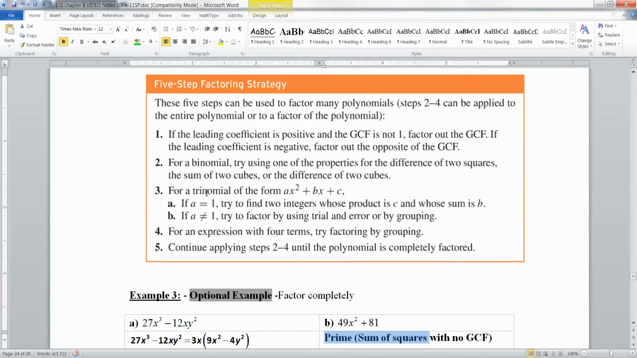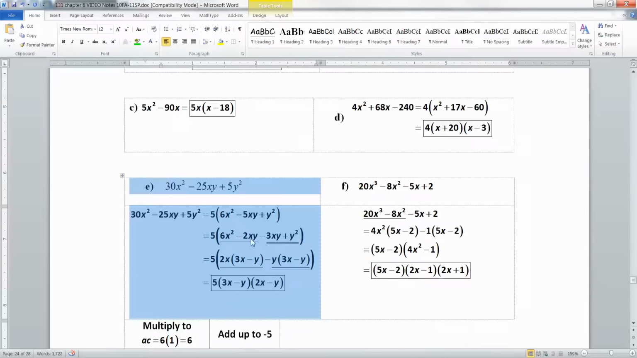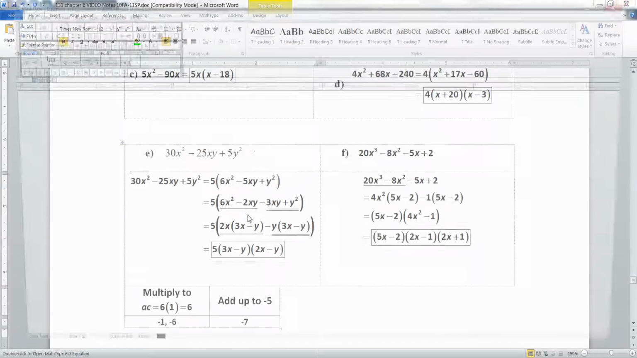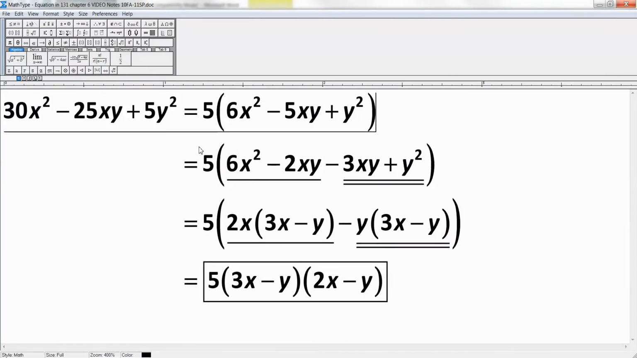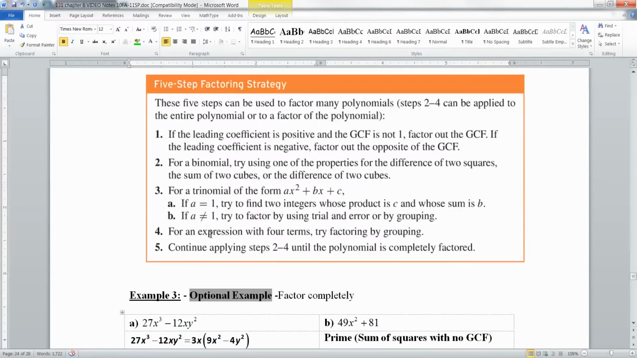Then if it's a trinomial like D was and like E was right here, then you're going to have to either do simple stuff like this one, where a is equal to 1. So you just found what 2 numbers multiplied to 60 but added up to 17. Done. This one was much trickier, so you had to figure out what multiplied times 6 times 1 and then added up to negative 5, and then you went from there. And so 3b is actually the hardest kind of factoring you can have. And again, I recommend tackling that by grouping.